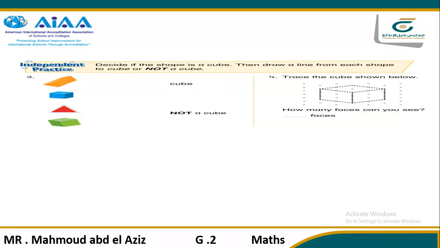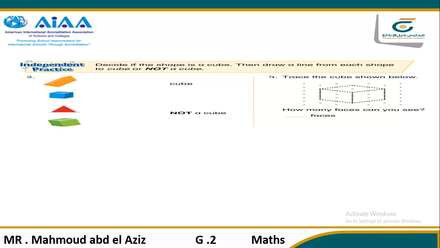So, dear students, with our first question here, decide if the shape is a cube, then draw a line from each shape to a cube or not a cube. Here in our first shape, is that a cube? Yes or no? No, excellent. Why? Because in the faces you can see triangles, and all cubes have squares. So the first shape is not a cube.